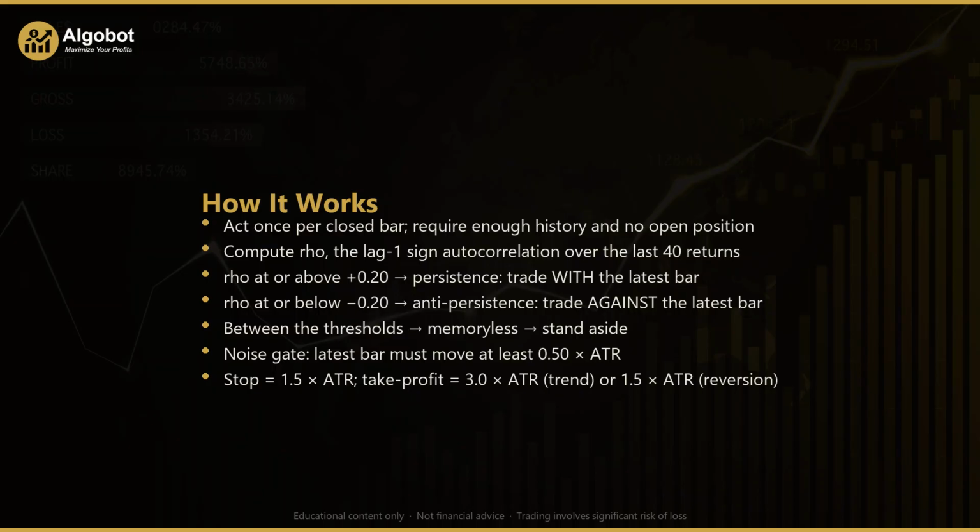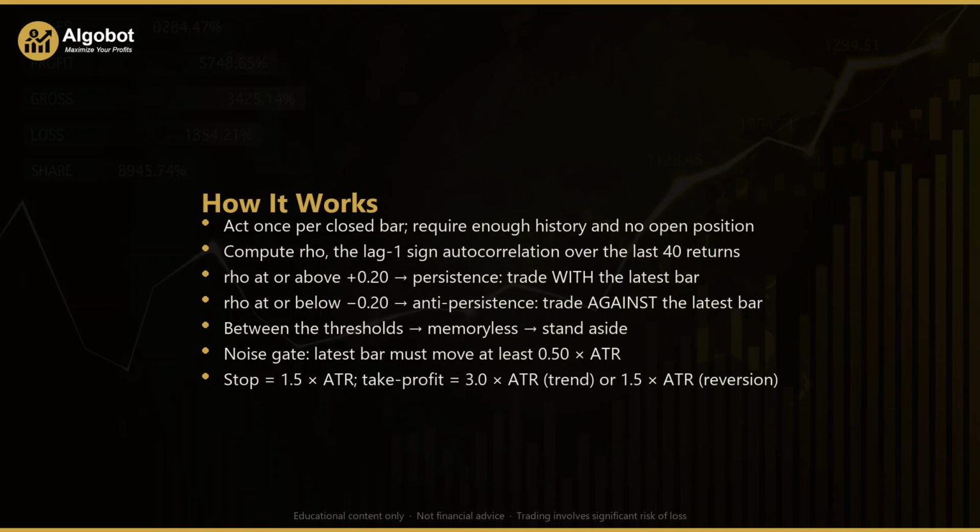Step 2 is the regime decision, governed by a threshold set to 0.20. If rho is at or above +0.20, the market is in a persistence regime, and the strategy prepares to trade with the latest bar's direction. If rho is at or below -0.20, it's in an anti-persistence regime, and the strategy prepares to trade against the latest bar. If rho sits between those two thresholds, the market is judged memoryless. There's no structure to exploit, and the expert advisor simply stands aside.